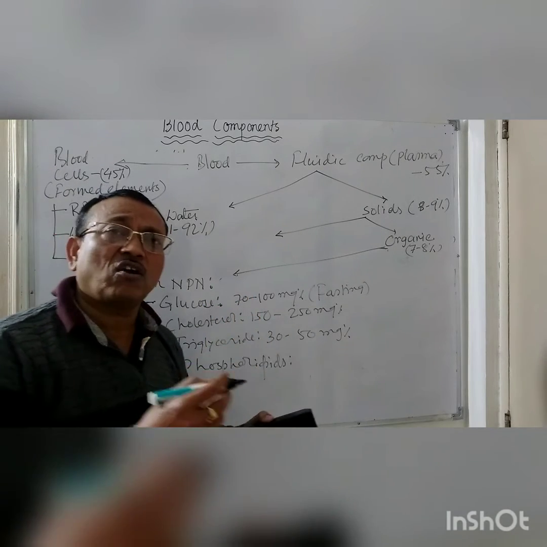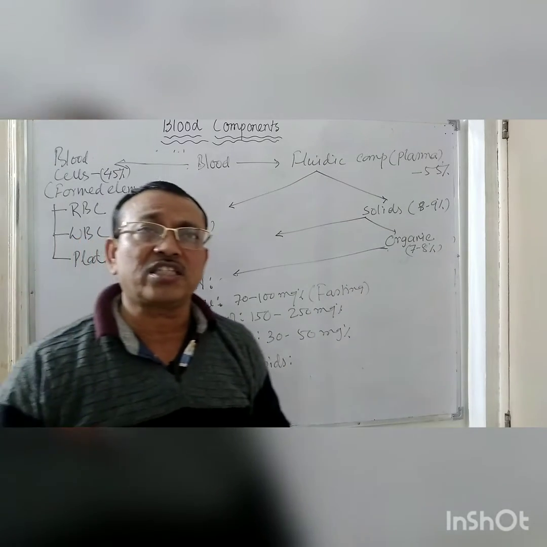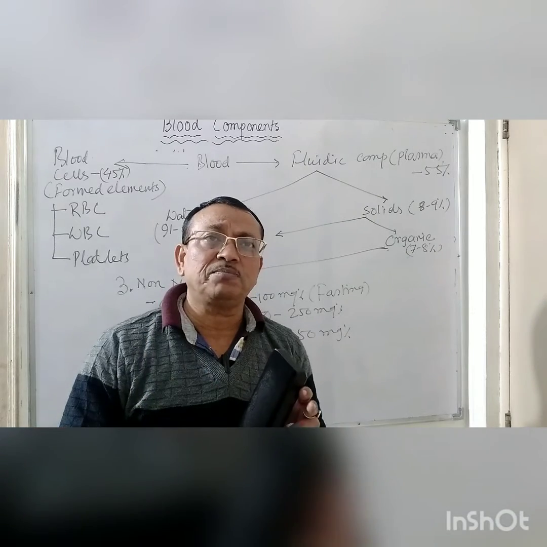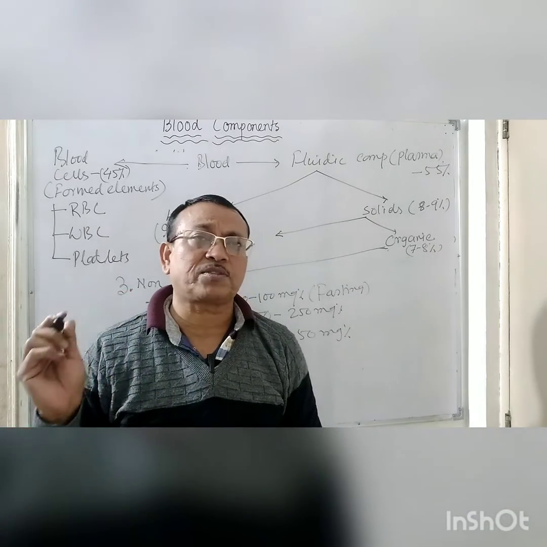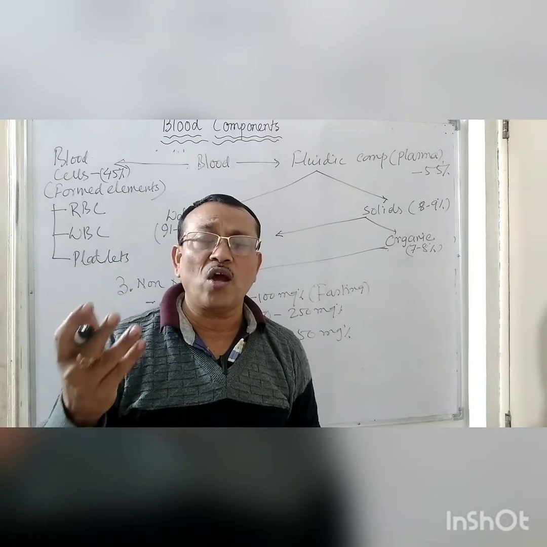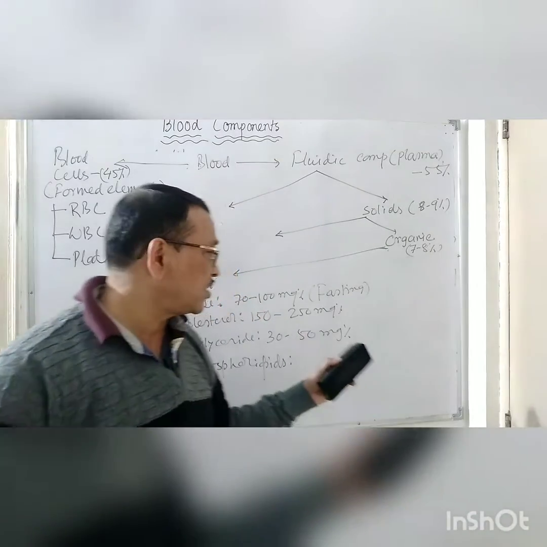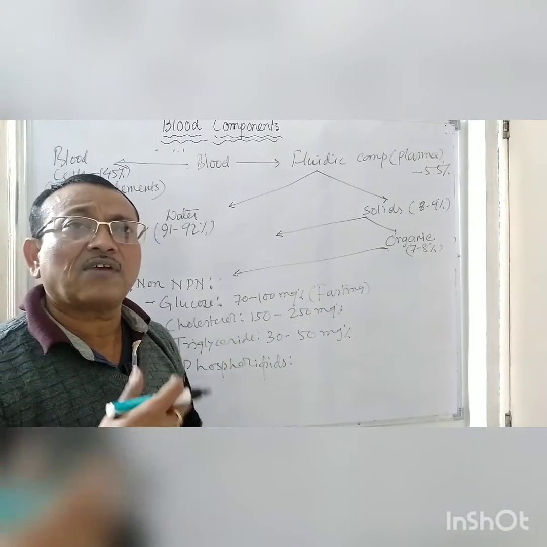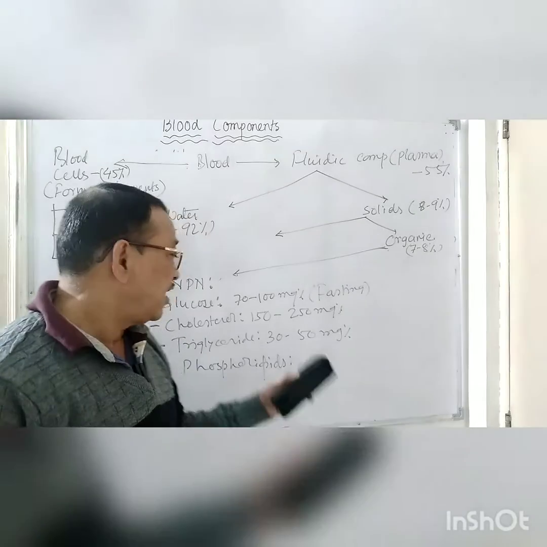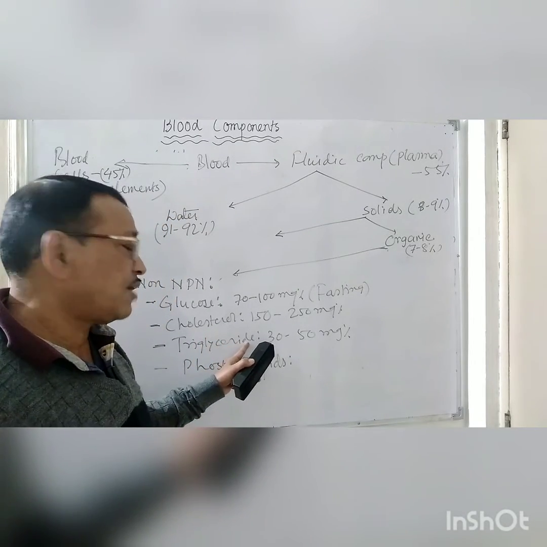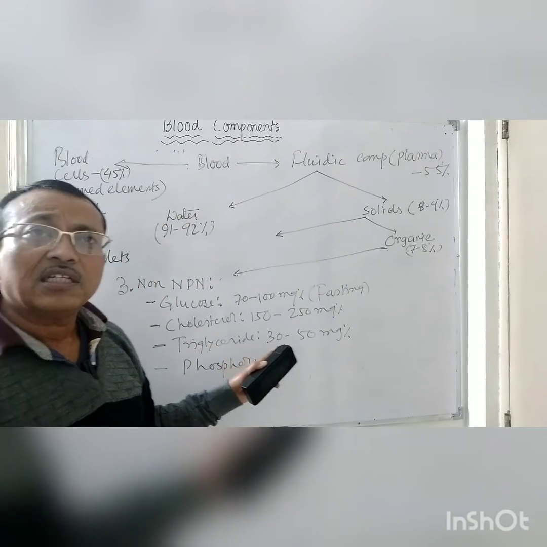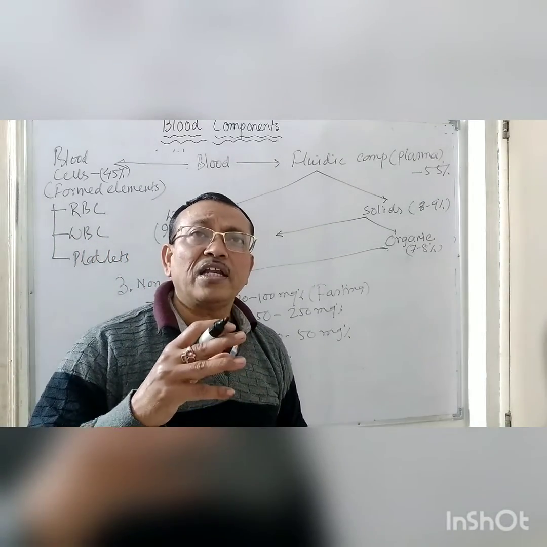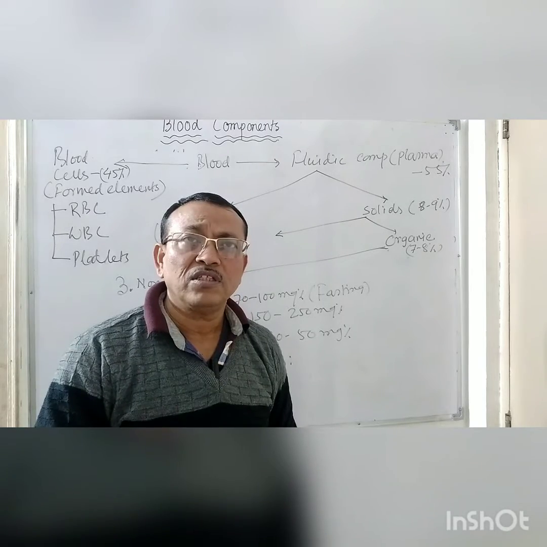These substances also have very important clinical importance, because by measuring the concentrations of these substances in the blood, we can know about the status of the body. For example, if the glucose concentration is more, we will be able to know the person is suffering from diabetes mellitus. If the cholesterol and triglyceride levels are more, we can know that the person has some defects in lipid metabolism.